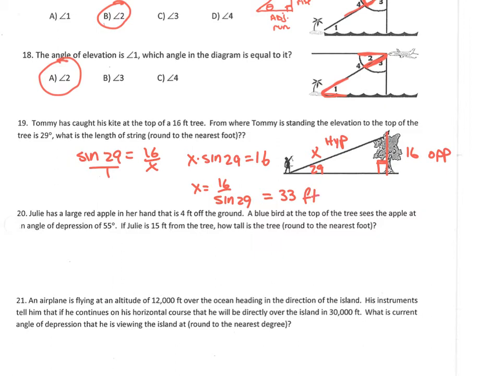Next question. Julie has a large red apple in her hand that is 4 feet off the ground. A bluebird at the top of a tree sees the apple at an angle of depression of 55 degrees. If Julie is 15 feet from the tree, how tall is the tree rounded to the nearest foot? Okay, so drawing out this picture. Here's the ground. We have Julie. She's holding an apple. Then here's our tree, and the bluebird. Okay, so then we're looking for the height of the tree.